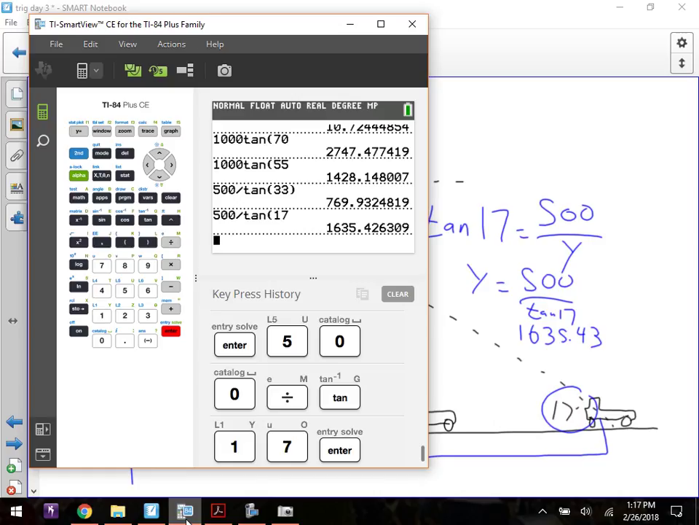It was 769.932. I did 2 decimal places. I always go to 2 decimal places. That's just how I know some of these say go to the whole number. That's why I want to keep it with the decimal. 1635.43.